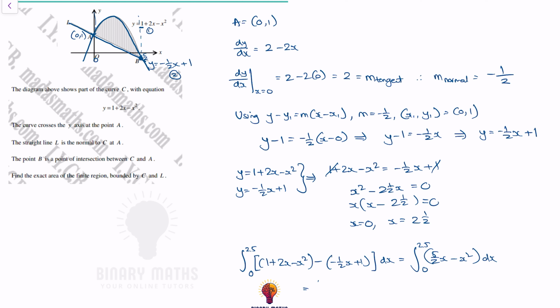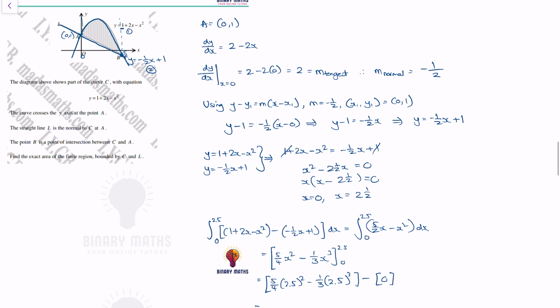So I'm integrating this. When I integrate 5 over 2 x, I get x squared times 5 over 2 divided by 2, which is 5 over 4. And x squared integrates to minus a third x cubed, between 2.5 and 0. I need to make that 2.5 quite clear. Now I substitute 2.5 in first, so 5 over 4 times 2.5 squared, take away a third times 2.5 cubed. When I substitute 0 in, I get 0. If I put that into my calculator, I end up getting 125 over 48, which is correct.